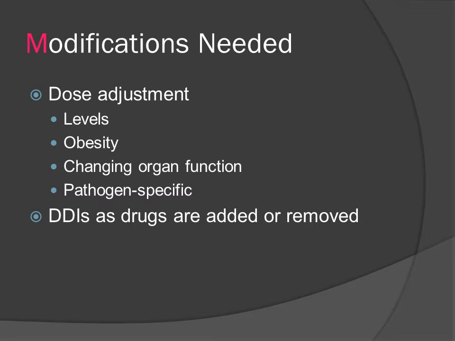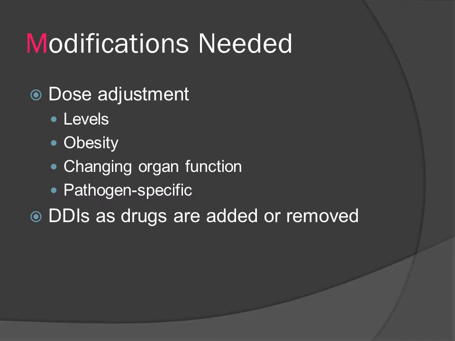And then there can be some pathogen-specific dose adjustments, based on what pathogens you're targeting or the site of infection. Fluoroquinolones are a good example of that. We use lower doses for patients who are using it for UTI, versus patients with lung infection, who need higher doses. So it's important to know what you're treating when you are going to look at modifying the dose of different antibiotics. And then drug-drug interactions as drugs are added or removed.